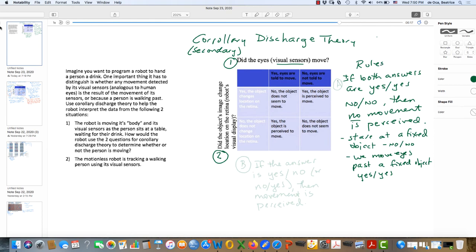I guess we can say two rules. So this is rule number one. Or maybe I should not use one because I don't want to be confusing. So rule A, how's that? And then rule B, which I'll just do over here, is if the answer is some combination of yes and no, right? So it could be yes, no, or no, yes. As long as one is yes and one is no, then movement gets perceived.